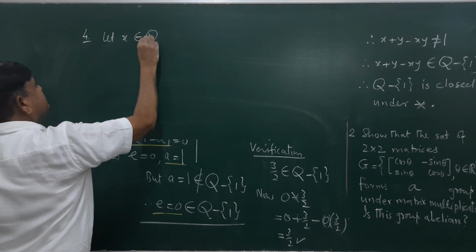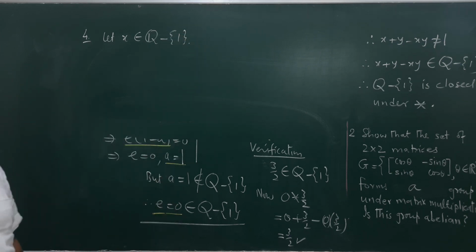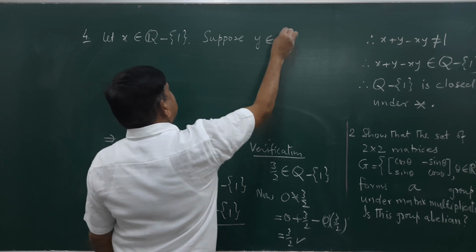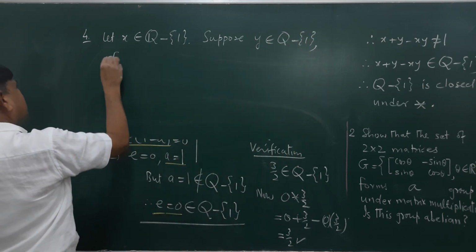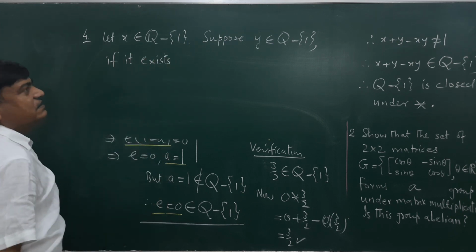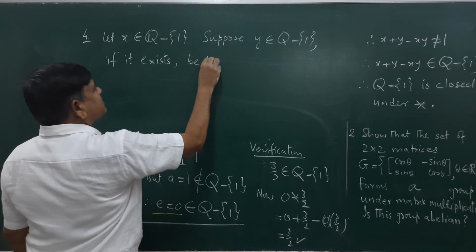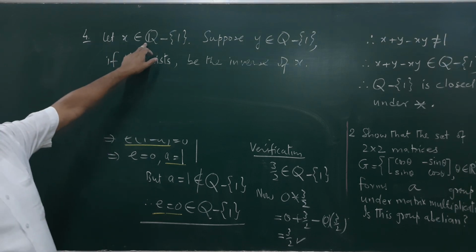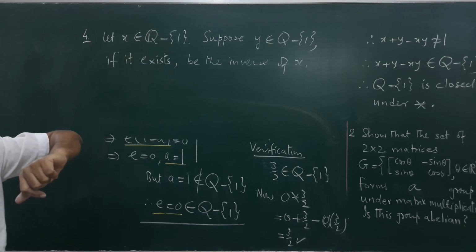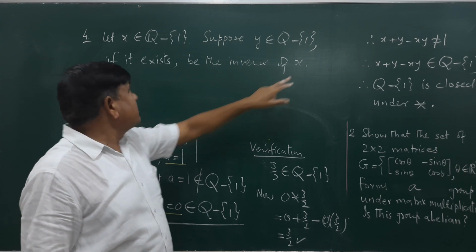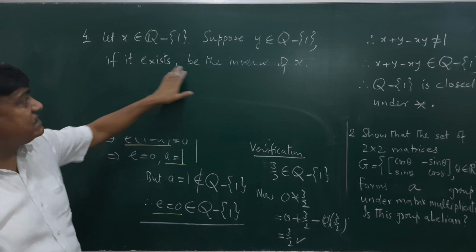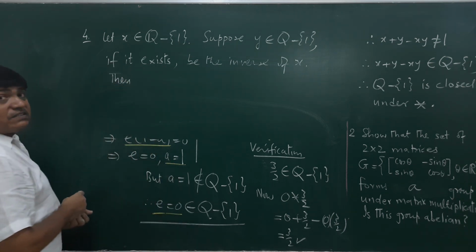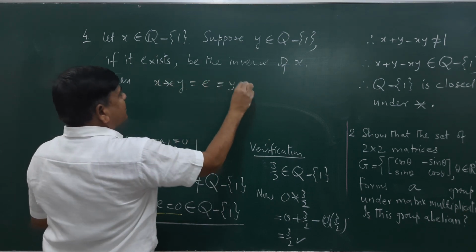Let x belong to the set. Suppose y belongs to this set. If it exists, let y be the inverse of x. I have supposed x is in the set, so x is not equal to 1. y is the inverse of x, if it exists. We will check it. If it exists as the inverse of x, and that is not equal to 1 of course, then what is the definition? x asterisk y equals e equals y asterisk x.